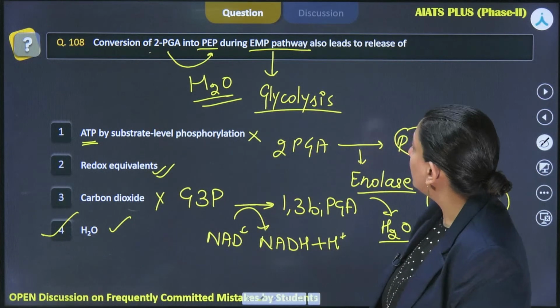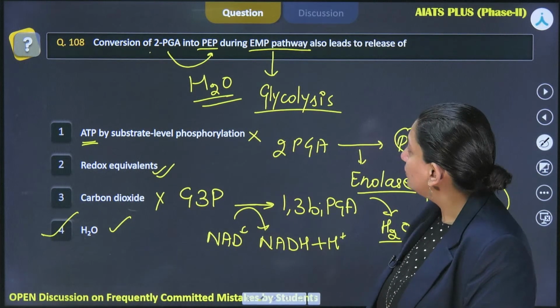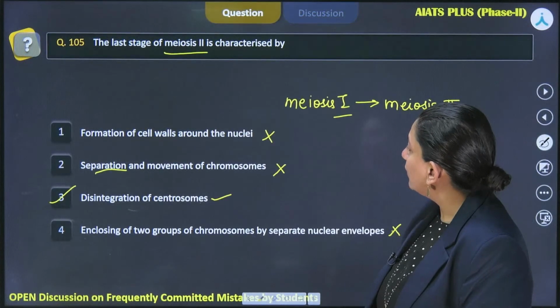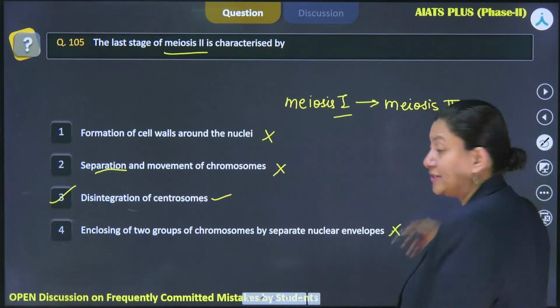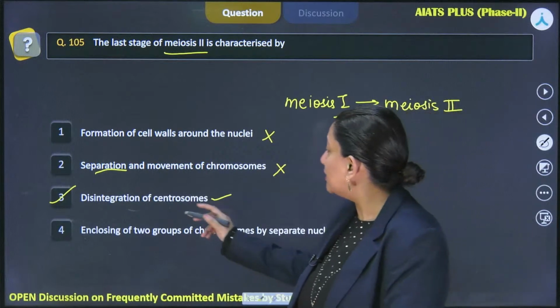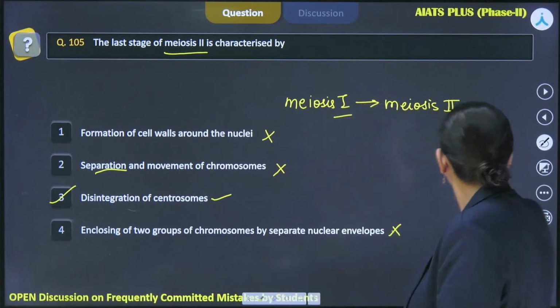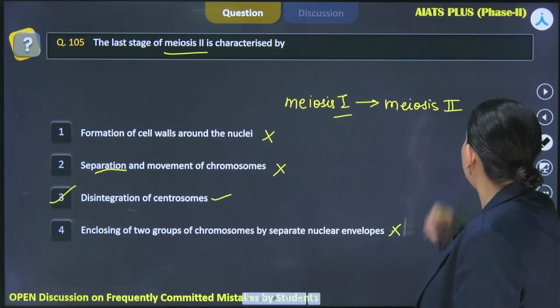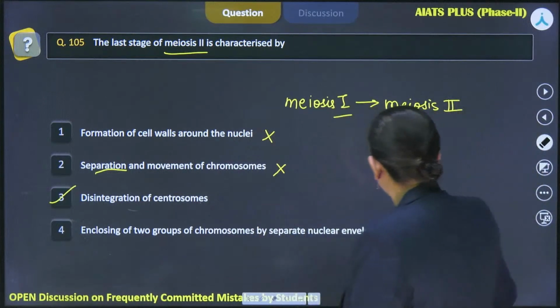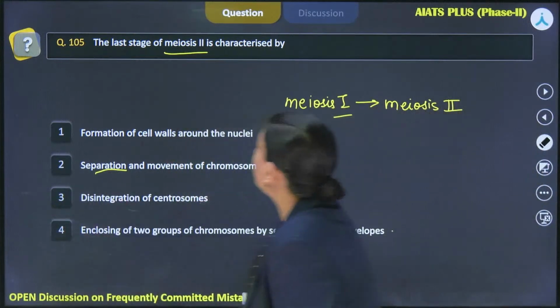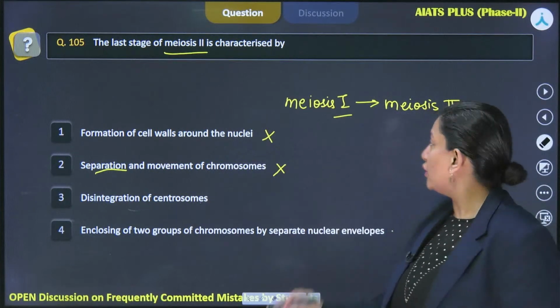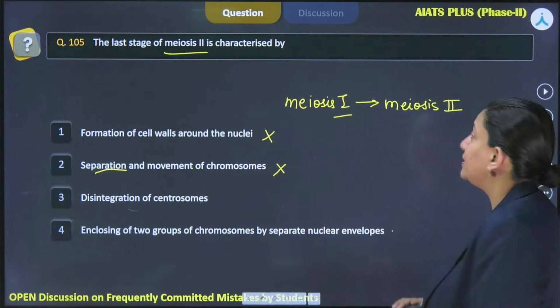Okay, sorry. Let's get back to the one that you have said, 105. Oh yes, you are right. So over here the answer is going to be option number 4. I have incorrectly explained it as option number 3, because this is talking about the last stage of meiosis II, which is going to be telophase.